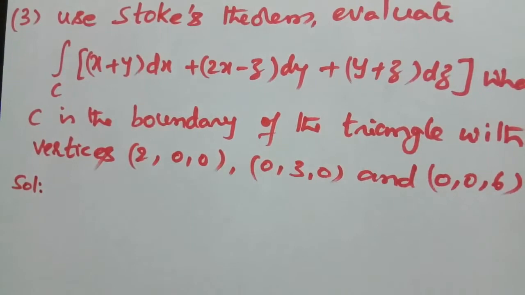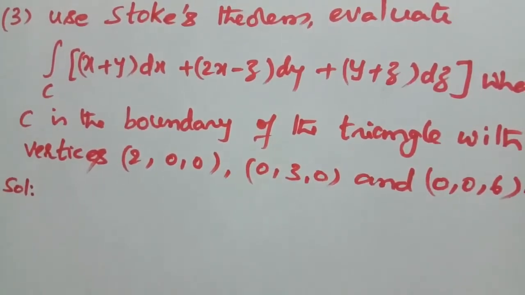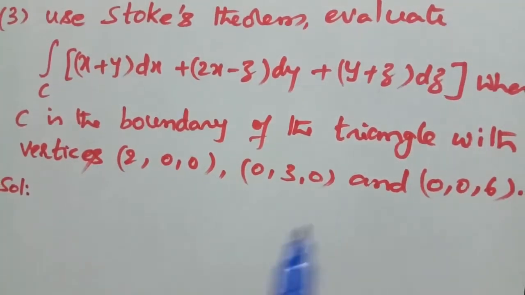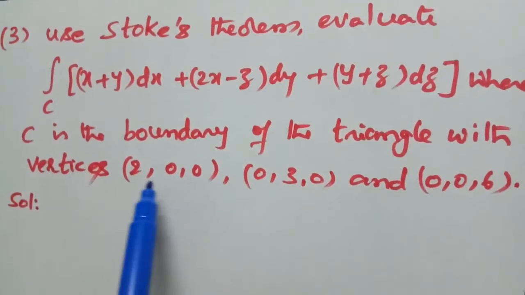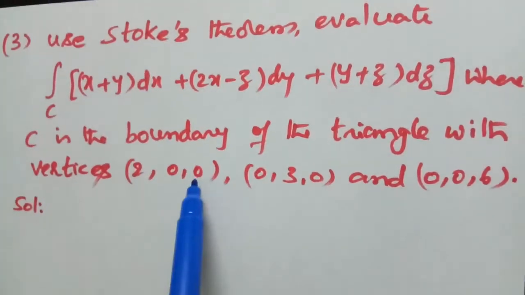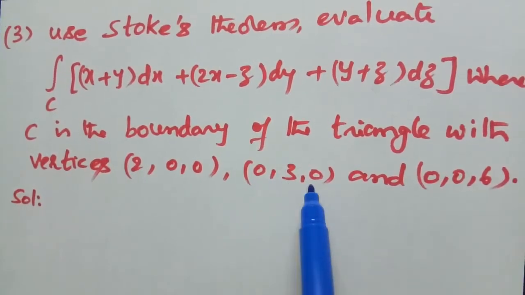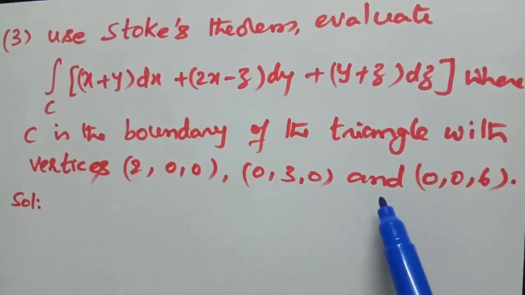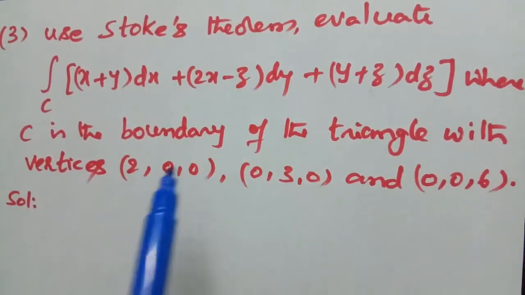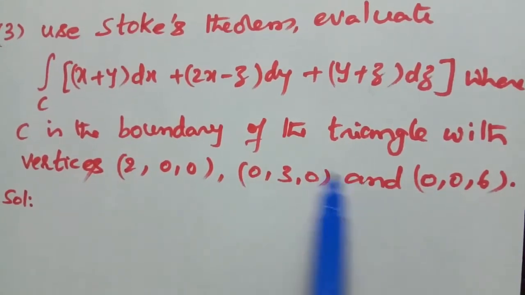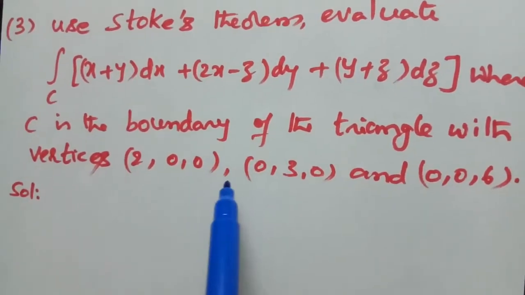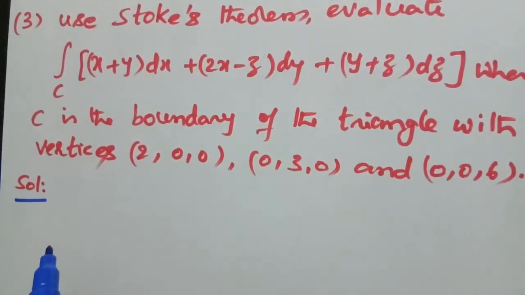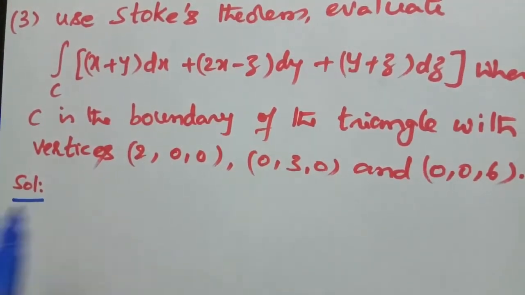Here, by using Stokes theorem, evaluate this line integration where C is the curve. It is the boundary of the triangle with vertices along the x-axis (2, 0, 0), along the y-axis (0, 3, 0), along the z-axis (0, 0, 6). These three are the vertices of the triangle. So C is the boundary of this triangle in the XYZ plane. Therefore, by using the Stokes theorem, evaluate this line integration.